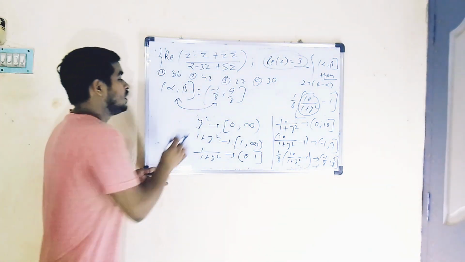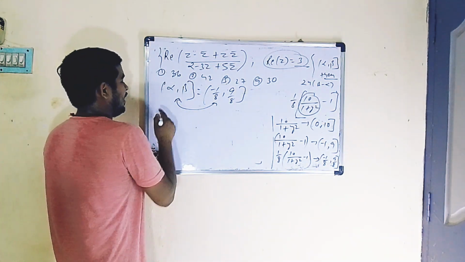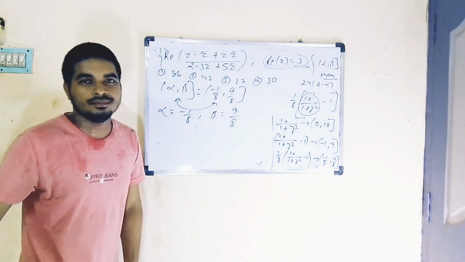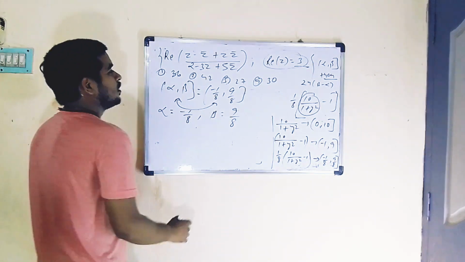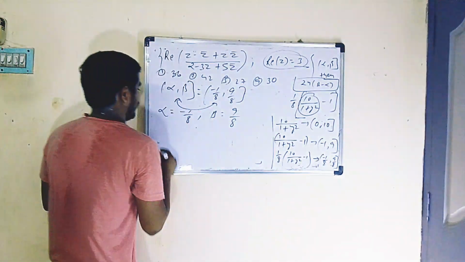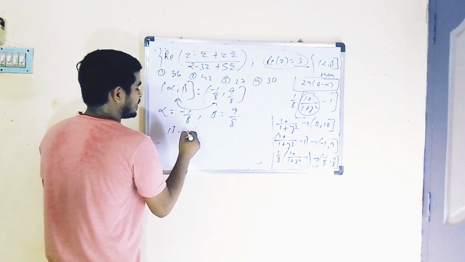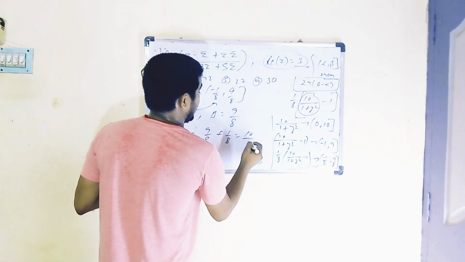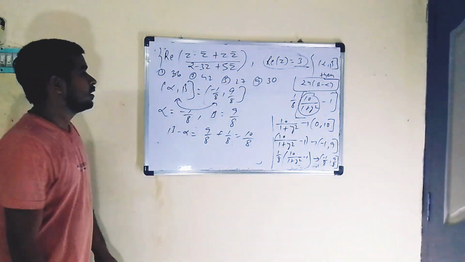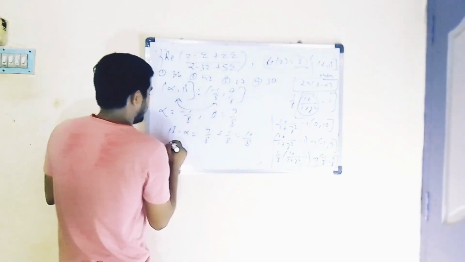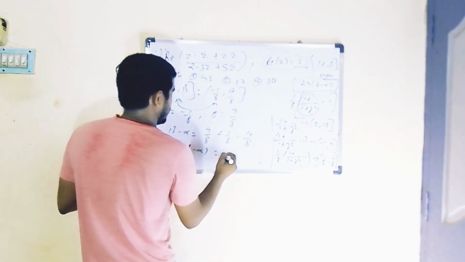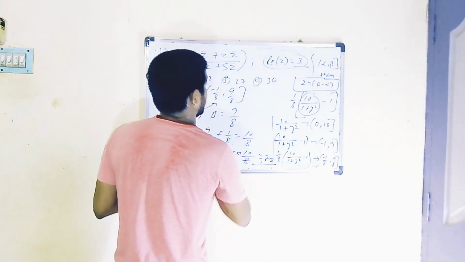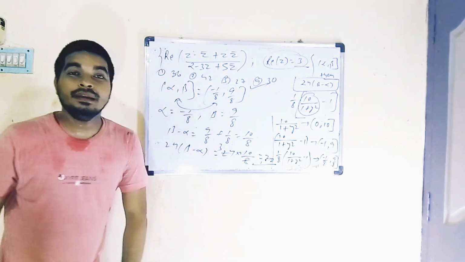So what is alpha? Alpha is minus 1 by 8. What is beta? 9 by 8. Do you agree? Yes or no? What do we want? 24 into beta minus alpha. So first beta minus alpha: beta is 9 by 8 minus minus, plus 1 by 8. So this is 10 by 8. Do you agree? Now what we want is 24 into beta minus alpha. So what is 24 into 10 by 8? 8 into 3, 3 into 10, 30. Do you agree?